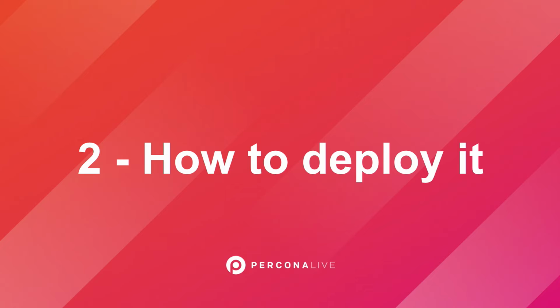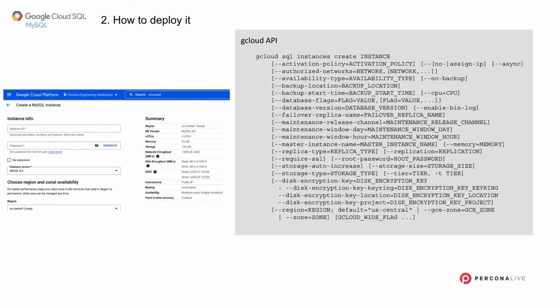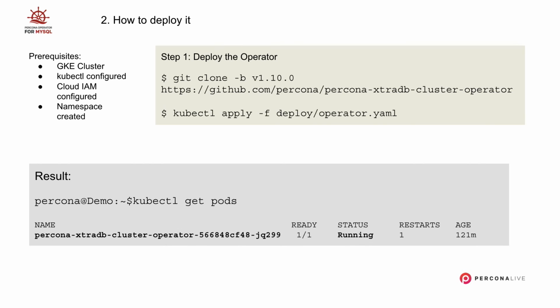How do we deploy it? I think with CloudSQL, it's not rocket science. You go to the user interface, or you use the API, or some Terraform providers that are out there. It's easy. We're not going to focus on that. With the operator in the Kubernetes cluster, you actually need to do a couple of steps.